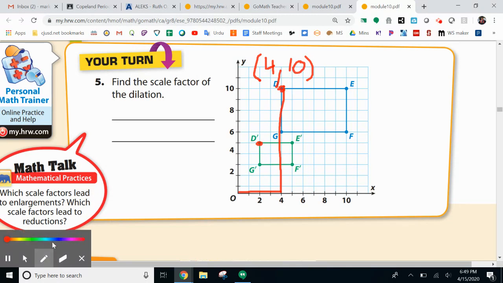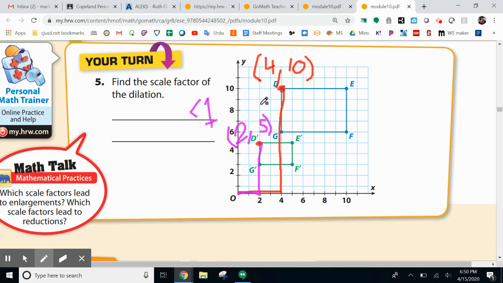And now if I go and make a point for D prime, purple will be good. Go over to 2 and up to 5. So now we have 4, 2, 10 to 5. That's how these points moved. The values were 4 to 2 and 10 to 5 during this dilation. So think to yourself, did this get bigger or did it get smaller? We can look at this rectangle and we can see that this rectangle got smaller. We can see that these numbers got smaller. So we know it's going to be less than 1.